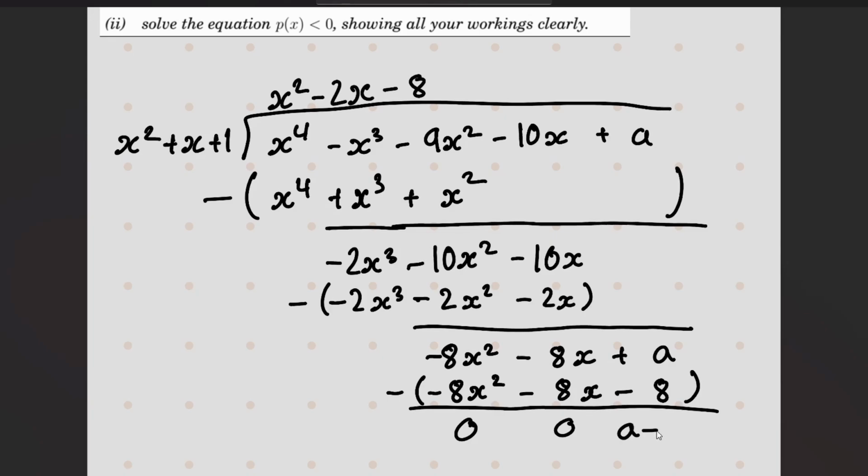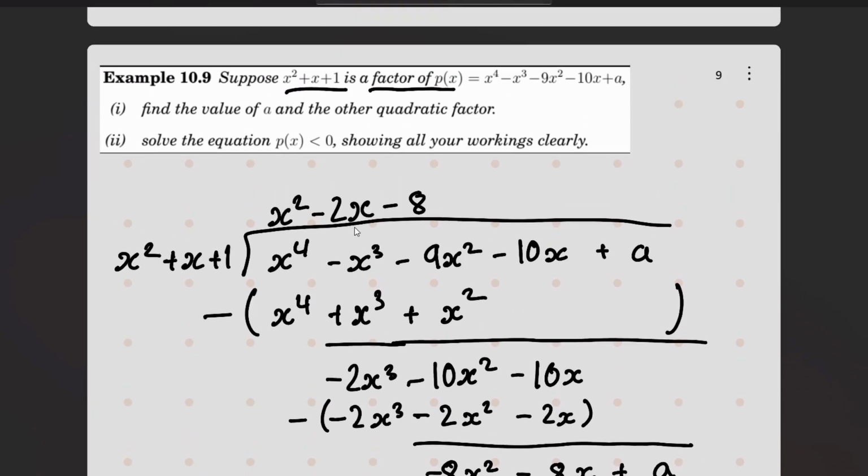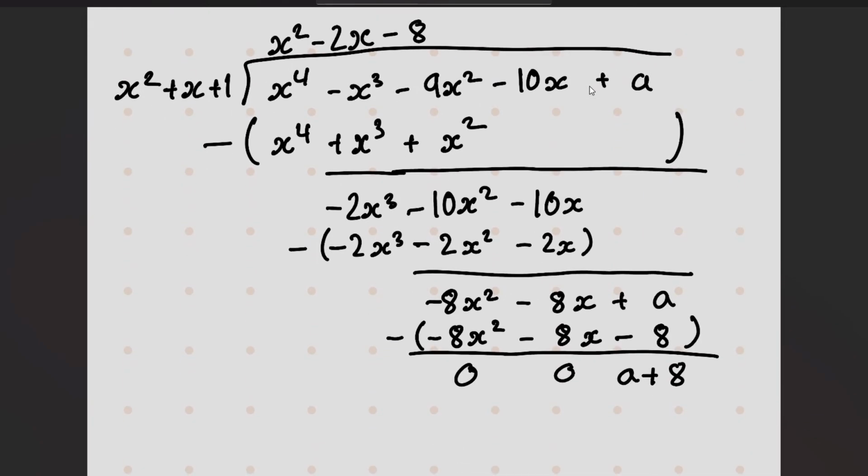And now here we get a remainder of a plus 8. Didn't the question say that that was a factor of this function? It is. So our remainder should be 0. So how are we going to solve for a now? So you're going to equate a plus 8 is equal to 0 because your remainder is 0. So now your value of a is actually negative 8.